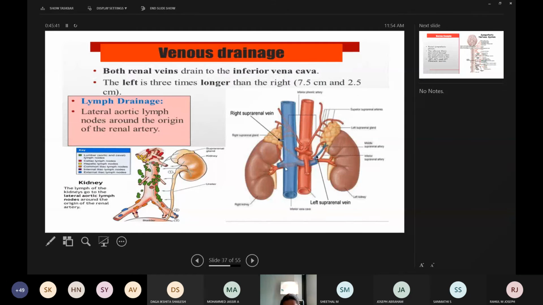Here the left renal vein is longer than the right. This left renal vein has a longer course. It may be compressed by the superior mesenteric artery sometimes. And lymphatic drainage: the lymph will drain into the lymph nodes around the aorta, which are the lateral aortic group of lymph nodes.